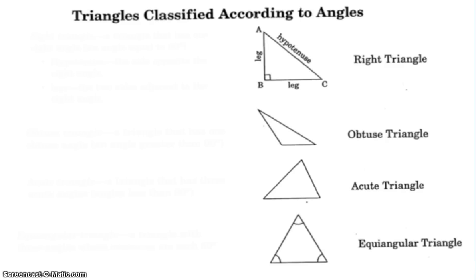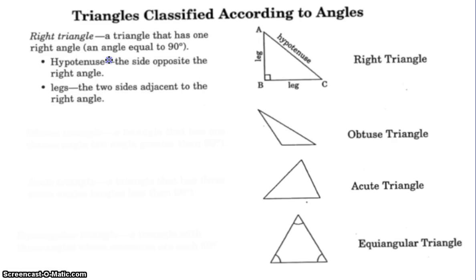We could also classify triangles according to their angles, and there are four different ways we can classify triangles based on their angles. The first one is a right triangle, where specifically it has one right angle. In this case, that is the right angle. And something that we should all be aware about, once we have a right triangle, is that the side opposite the right angle is called the hypotenuse, and the two remaining sides are the legs.